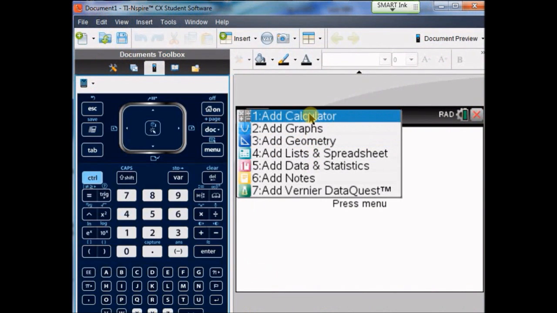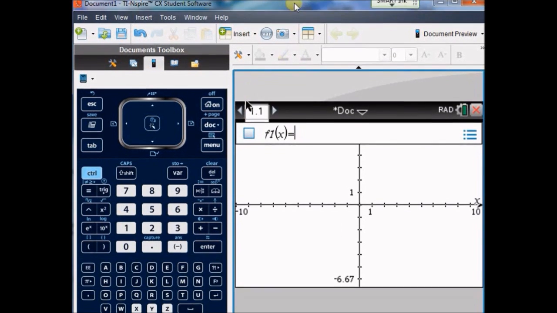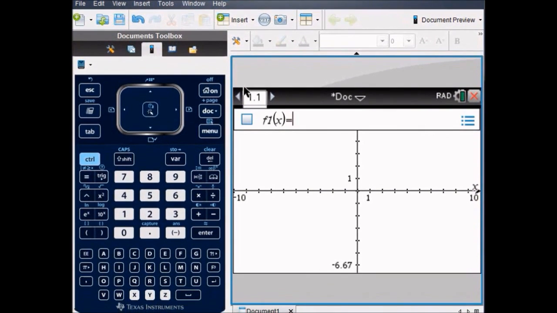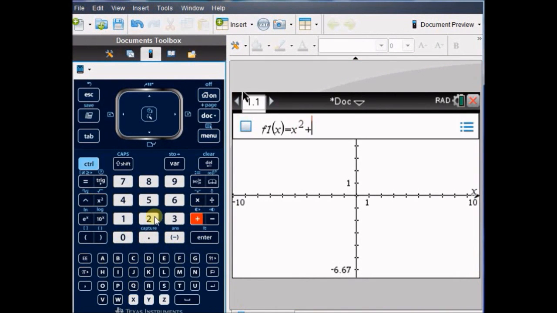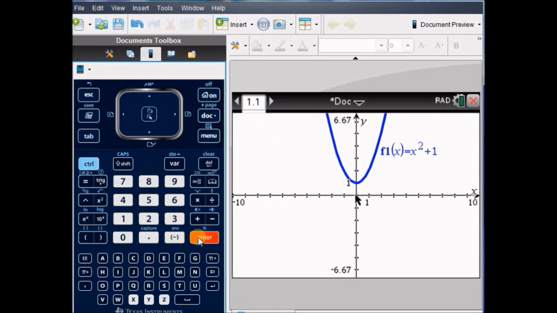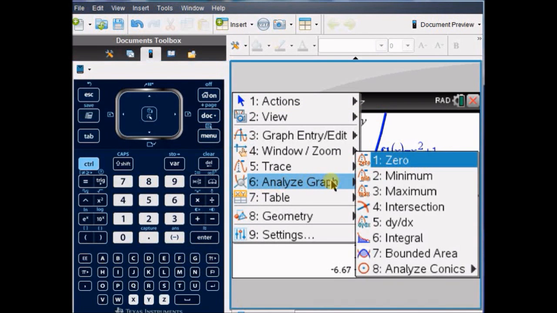Okay, so from a graph point of view, we can enter our function, and the function was x squared plus 1. And there's our function. Now go to Menu, Analyze Graph. And we have this integral. Number 6 is an integral.